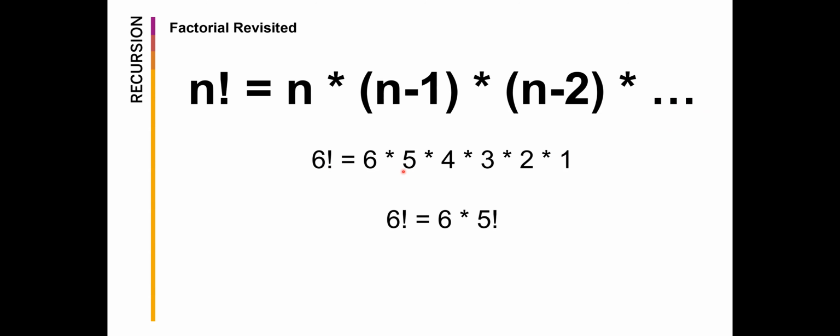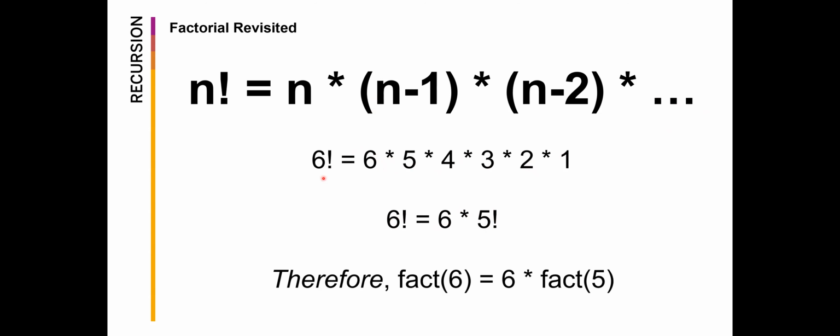Okay, we could also split the factorial into different components. So 6 times 5 factorial is exactly the same thing as 6 factorial, because 5 factorial is equal to 5 times 4 times 3 times 2 times 1. So it's the same case. Therefore, if we have a function fact, just to simplify, factorial 6 is equal to 6 times factorial 5. Is that clear? Does this make sense?